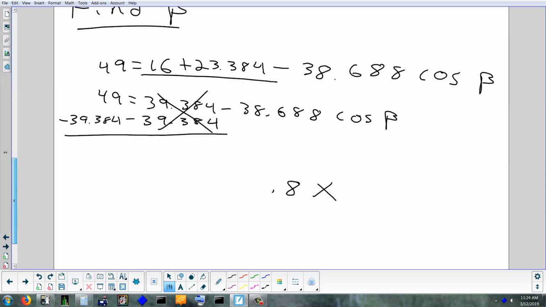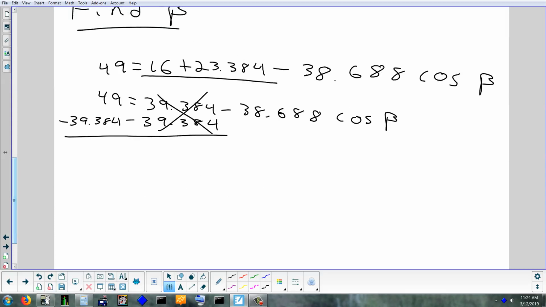Alright, so we got 49 minus 39.384. Does anyone have what that comes out to? 9.616. Thank you. And then we still have negative 38 cosine beta on the other side. Okay, we've got 2 steps left. What would be my second to last step? Yep. Get rid of the negative 38.